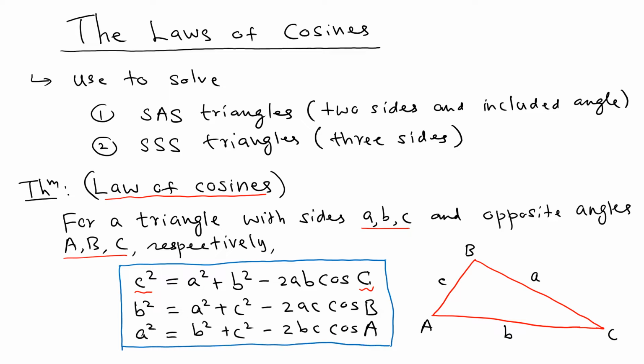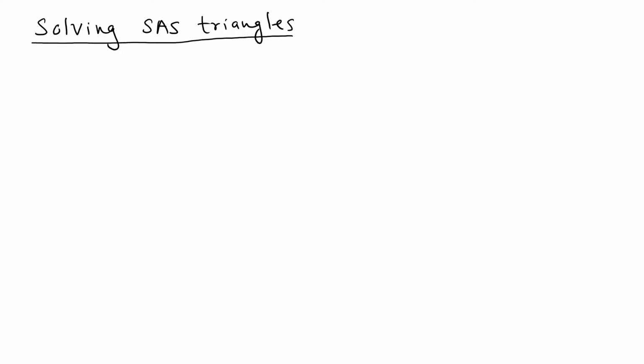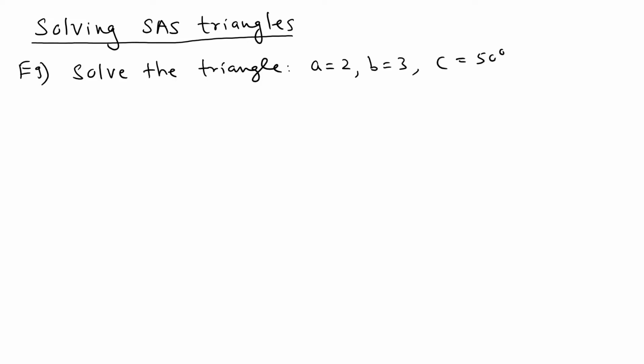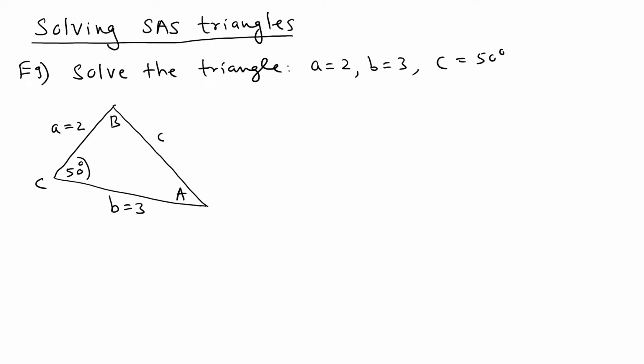Let's look at two examples and how we can use this idea. We first solve an SAS triangle. Let's look at this example. Solve the triangle: a equals 2, b equals 3 and C equals 50 degrees. Let's draw the corresponding triangle. We have C which is 50 degrees, and then we have side a which is 2, so this is angle A, and then we have b equal 3, so this is angle B, and then c we don't know.